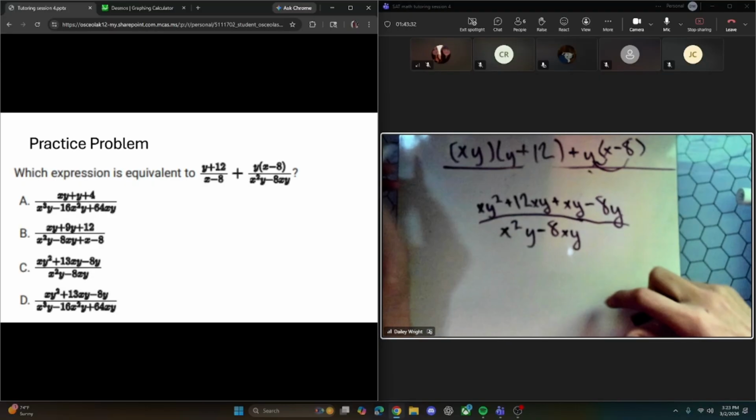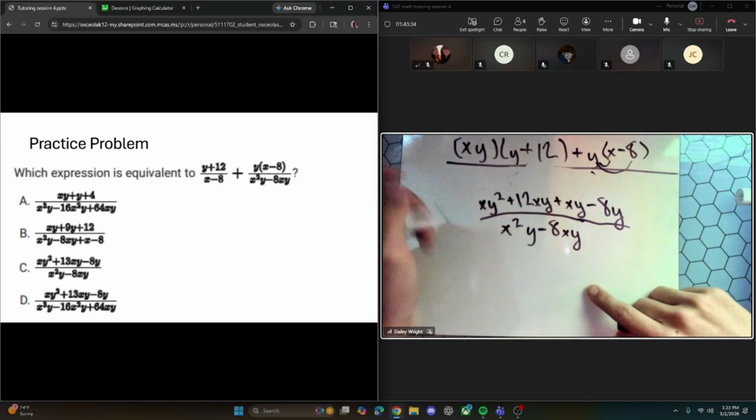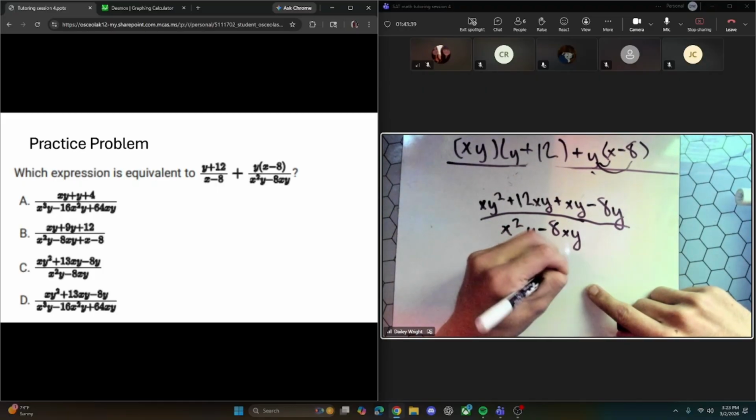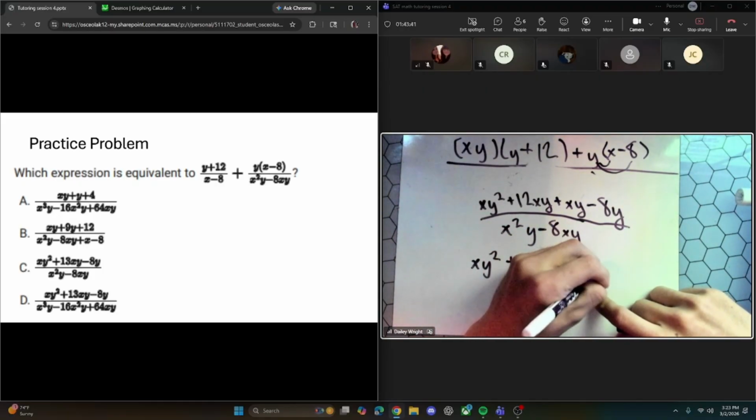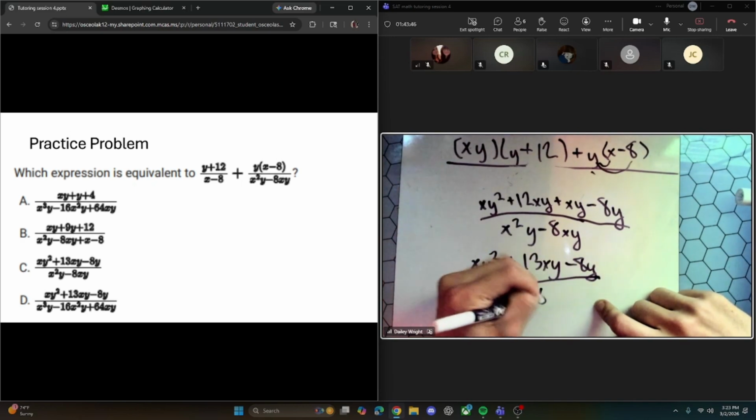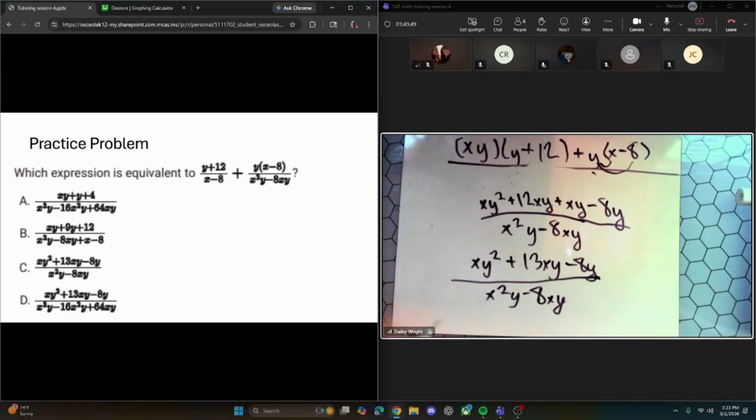So now we have this simplified. We can combine our like terms. We can combine our xy. xy squared plus 13xy minus 8xy all over x squared y minus 8xy. Let's look at our answer, see if that's similar. The numerator and denominator match up. So the expression that is equivalent to y plus 12 over 8 minus x plus y times x minus 8 over x squared y minus 8xy is going to be C.